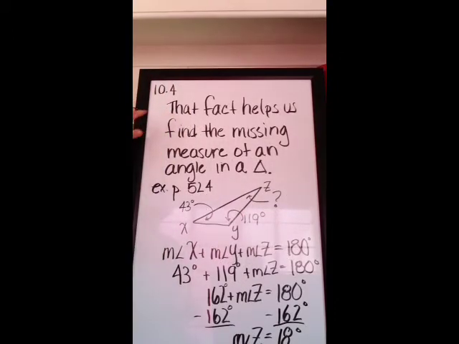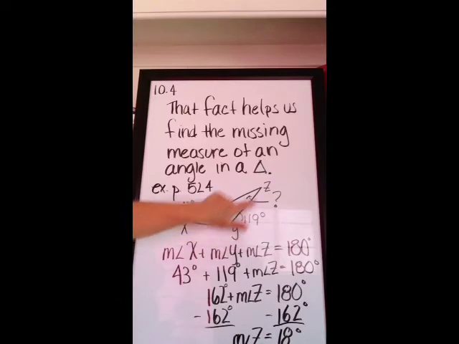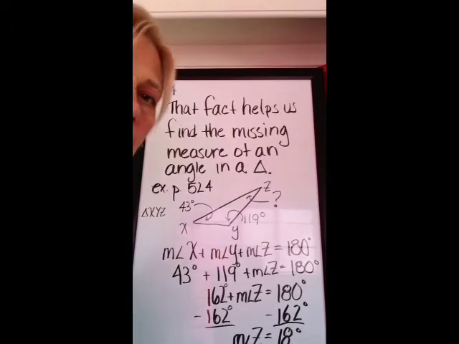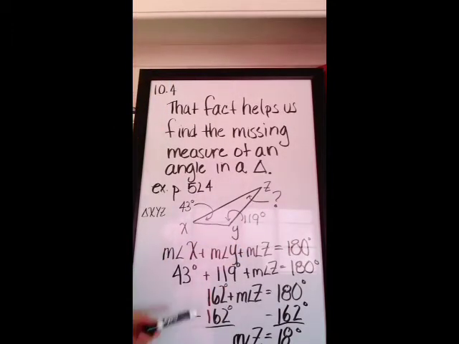Okay, that little fact helps us find the missing measure of an angle in a triangle, if we don't happen to know it. Let's look at the example on page 524. It has this triangle. This triangle is triangle XYZ. And we know the measure of this angle, it's 43. We know the measure of angle Y, it's 119. But we don't know the measure of angle Z. But we know that if we add all three of these angles, we get 180 degrees.